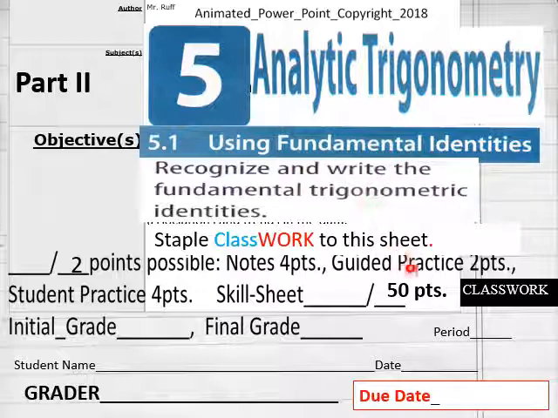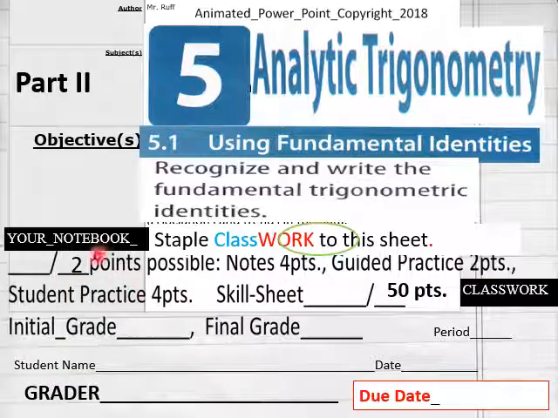5.1, using fundamental identities in trigonometry. We have 50 points of classwork, and you have only 2 points of classwork today.